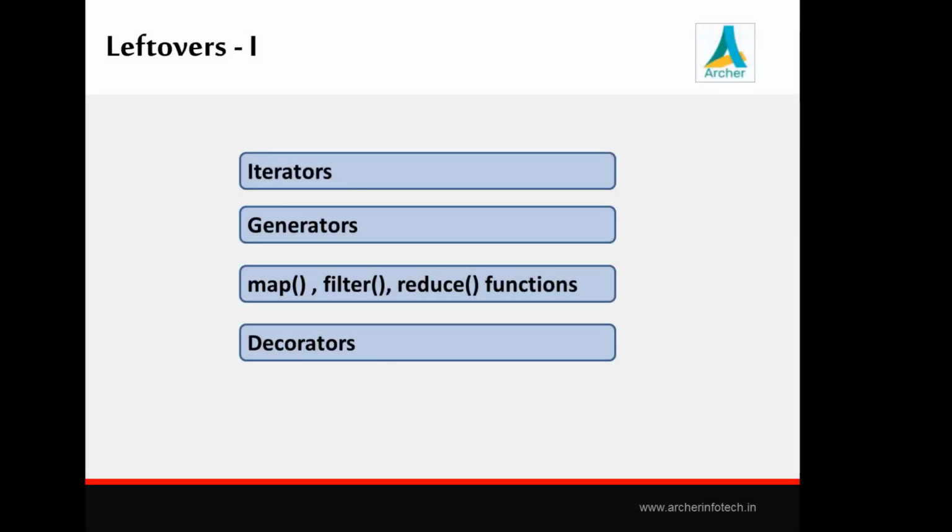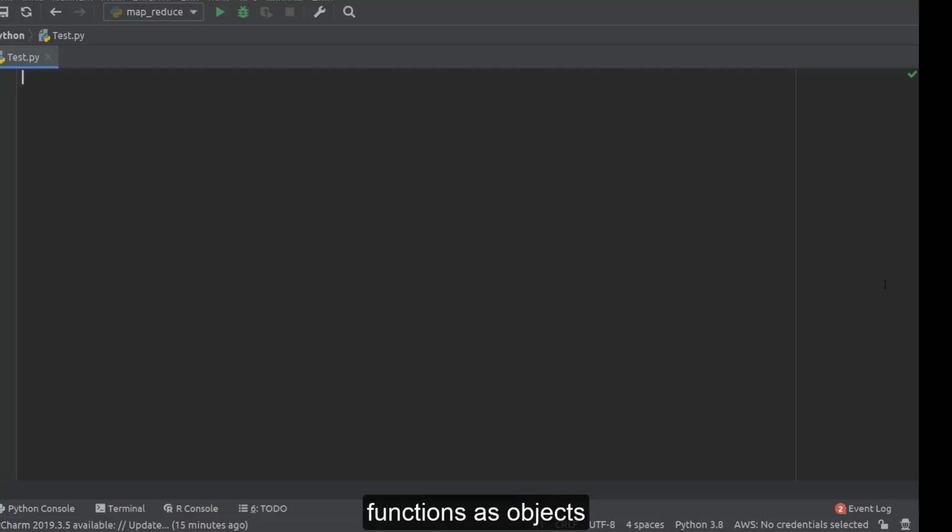Now next we want to check these functions: map, filter and reduce. Plus we want to see one concept of decorators. A decorator is a concept which is also related to function. So before going further, we want to see some options related to function. We'll go for that first and then we'll come to these map, reduce functions once again.